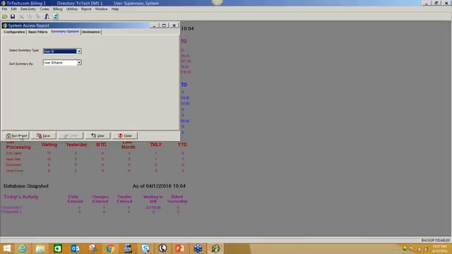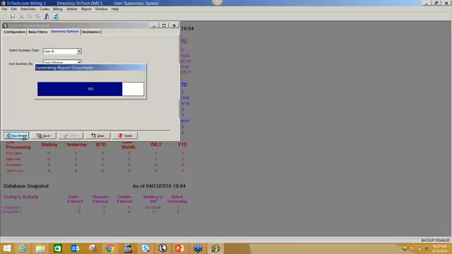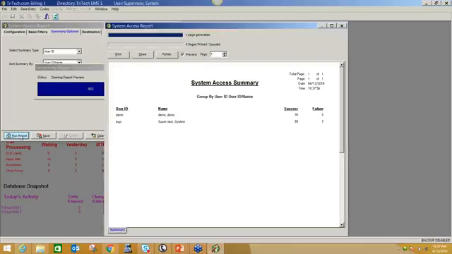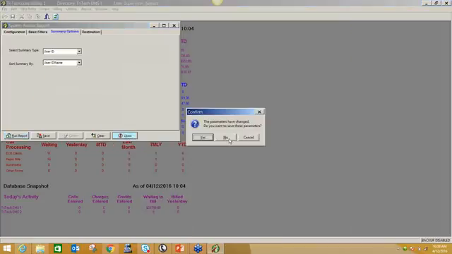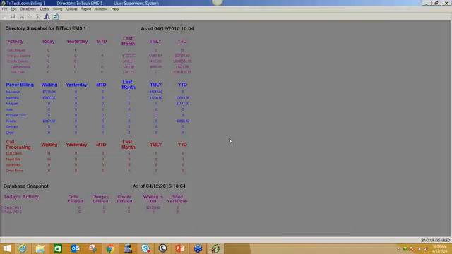So again, the system access report shows us how many people have logged into the program this year, or during the date range that you chose. In this case, I have 39 successful logins by the user called demo, and I have 89 successful logins by the ID system supervisor. So that system access report again shows you the logins, successful or failed.